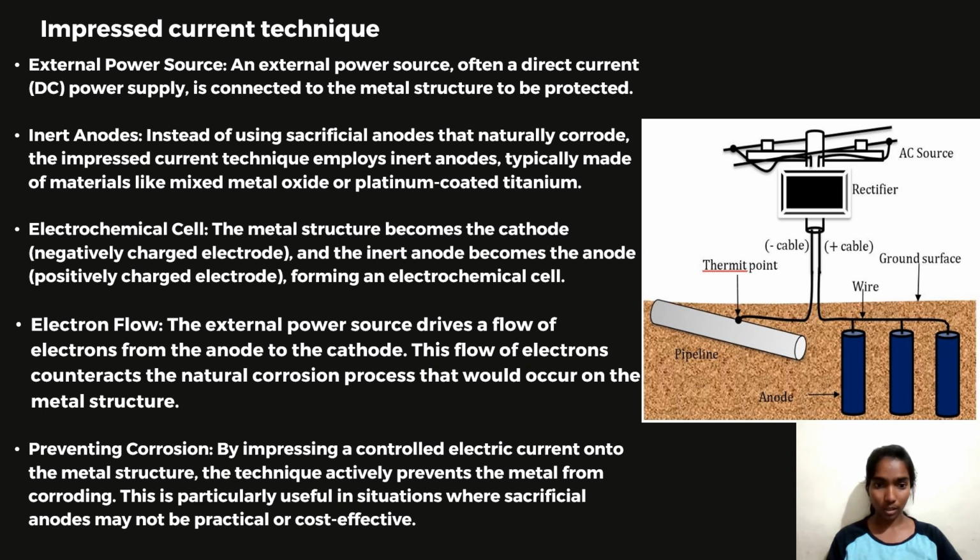Electron flow. The external power source drives a flow of electrons from the anode to the cathode. This flow of electrons counteracts the natural corrosion process that would occur on the metal structure. Preventing corrosion. By impressing a controlled electrical current onto the metal structure, the technique actively prevents the metal from corroding. This is particularly useful in situations where sacrificial anodes may not be practical or cost effective.